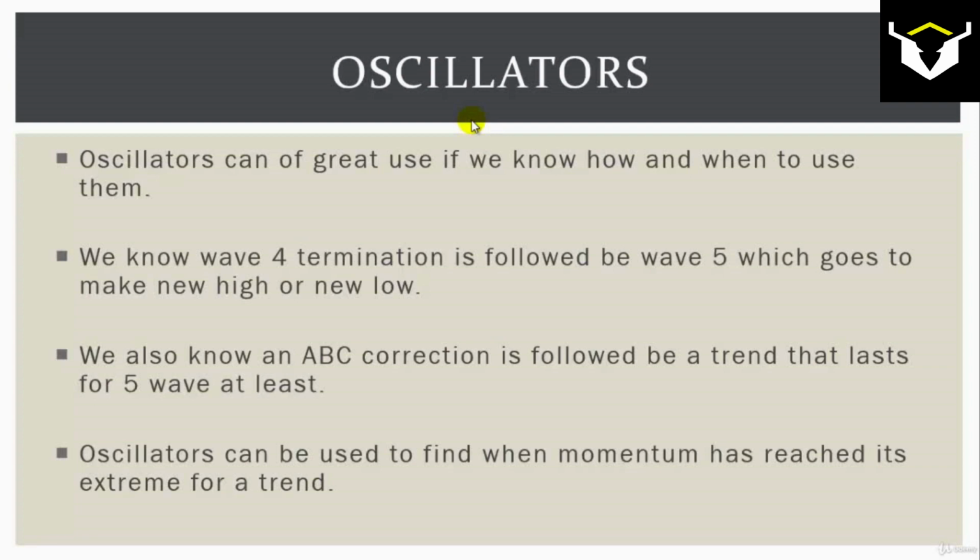So now that we have known extensions and retracements, let's go ahead and learn about oscillators. Oscillators can be of great use if we know how and when to use them. We know wave 4 termination is followed by wave 5, which goes to make a new high or new low. We also know an ABC correction is followed by a trend that lasts for at least 5 waves. Oscillators can be used to find when momentum has reached its extreme for a trend.